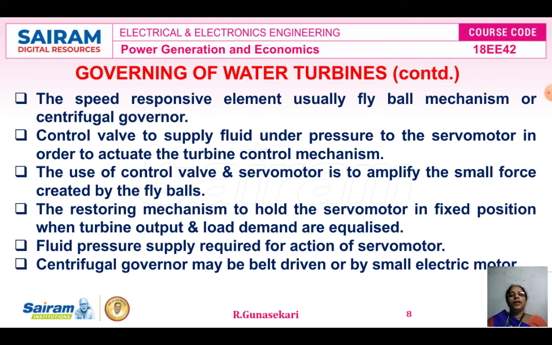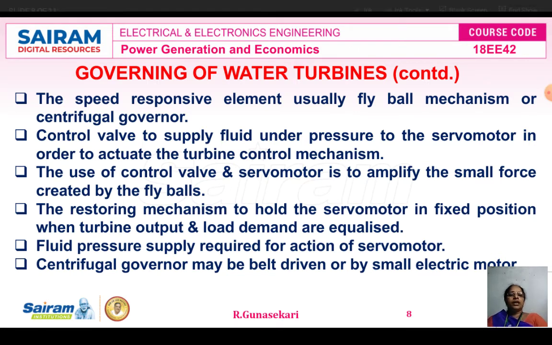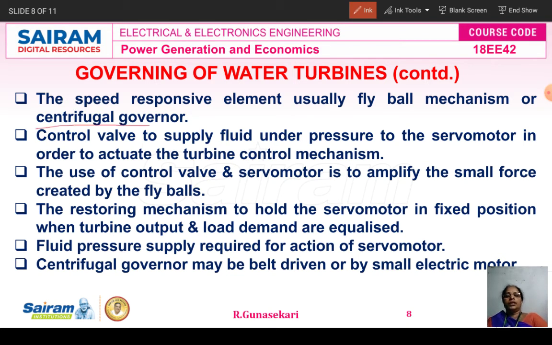The speed responsive element is usually the fly ball mechanism or the centrifugal governor. The centrifugal governor is the important part in the governing of a water turbine. The control valve is used to supply fluid, that is the inlet and outlet, under pressure to the servo motor in order to activate the turbine control mechanism. How do we activate the turbine control mechanism? With the help of the servo motor. How can we control the servo motor? With the help of the control valve.